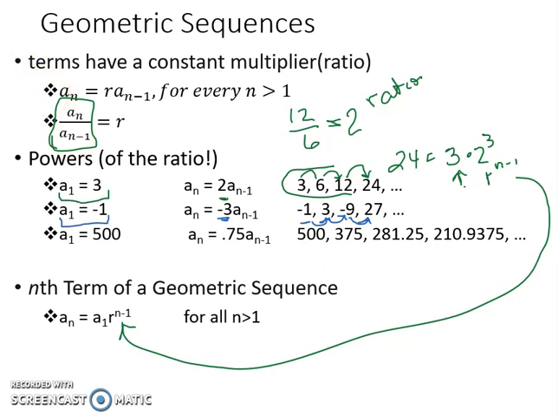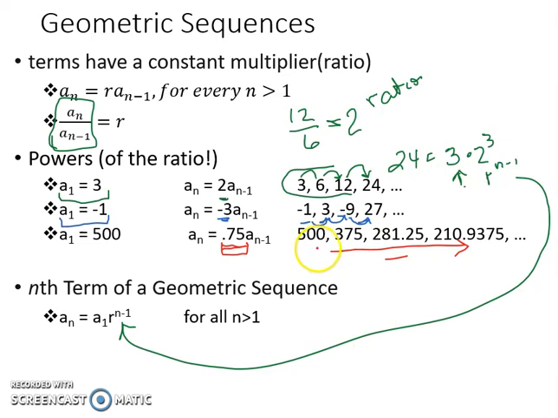Now, we don't always have to go up. Sometimes we wind up going down, because in this last case, our ratio is a decimal. So we're going to get smaller. However, we will never go negative. Because our number is positive, we will always stay positive, but we will always get closer and closer to 0. The larger our n is, we will get closer and closer to 0.